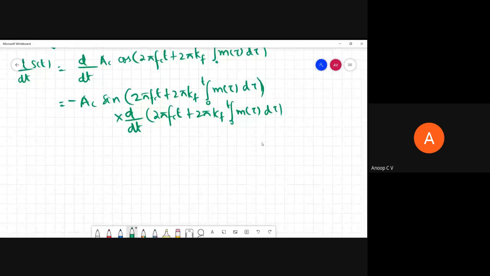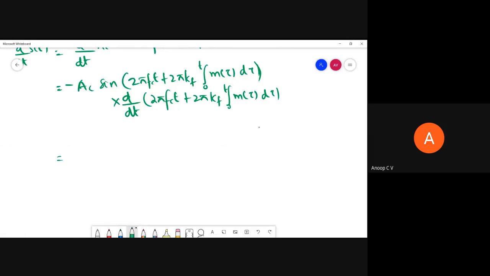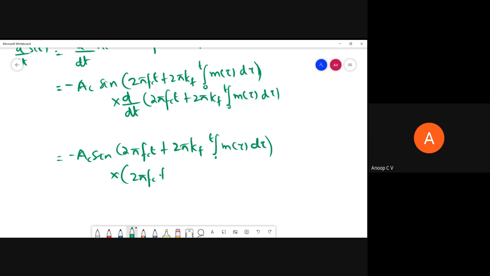So this is equal to again minus AC sine 2 pi fct plus 2 pi kf into integral 0 to t m of tau d tau, into d by dt of 2 pi fct, which is 2 pi fc, plus d by dt of 2 pi kf into the integral, so it will be 2 pi kf times d by dt of integral 0 to t m of tau d tau.